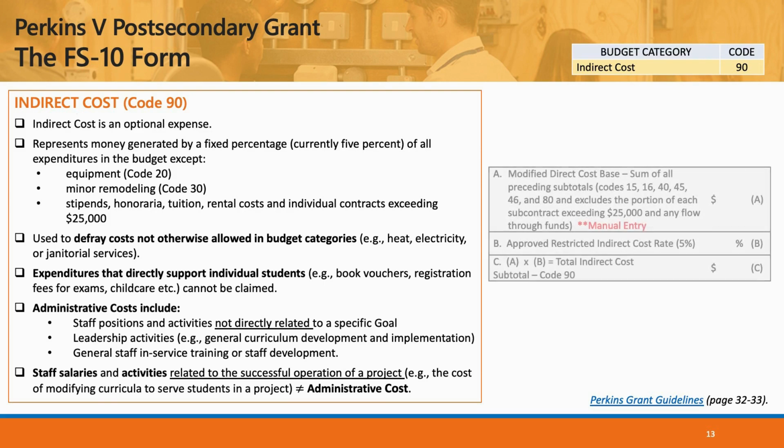To compute your indirect costs, you will first need to manually calculate the modified direct cost base, which is a sum of all the preceding subtotals, codes 15, 16, 40, 45, 46, and 80. Next, you must exclude the portion of each subcontract exceeding $25,000. Then, you will multiply that number by the approved restricted indirect cost rate, which is currently 5%. Then, you will record your total indirect costs in Code 90.